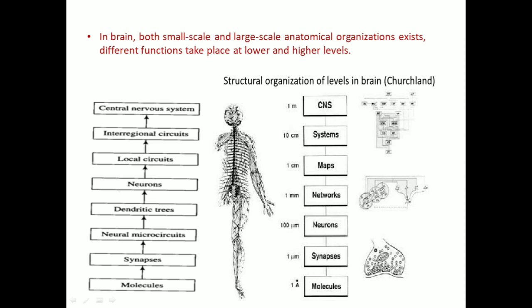In the next level we have local circuits, which are 1 millimeter in size and are made up of different types of neurons. Then follow the interregional circuits, and then comes the top level, the central nervous system.